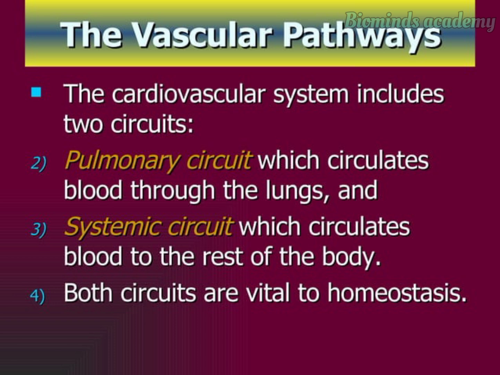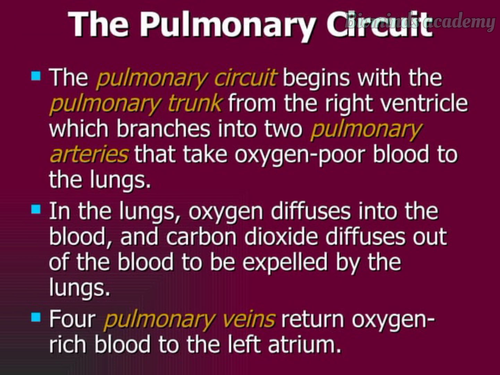The pulmonary circuit circulates the blood through the lungs, and the systemic circuit circulates the blood to the rest of the body. The pulmonary circuit begins with the pulmonary trunk from the right ventricle, which branches into two pulmonary arteries that take the oxygen poor blood to the lungs, and in the lungs the oxygen diffuses into the blood and the carbon dioxide diffuses out of the blood to be expelled by the lungs.